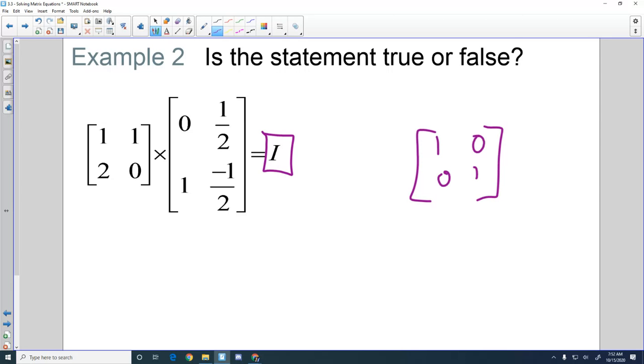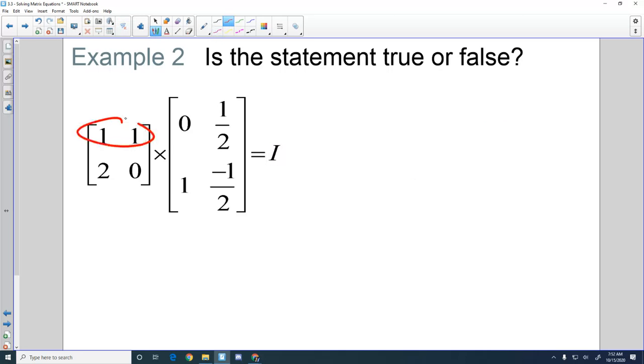All right, let's see. So if we do rows times columns, I've got 1 times 0, which is 0, plus 1 times 1, which is 1. All right, that's good. Now take the first row times the second column.